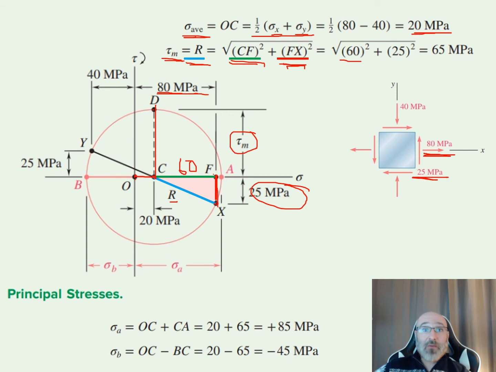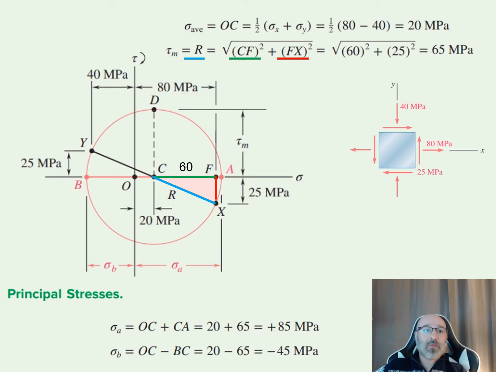And then we say, okay, well, our FX right here is 25, so 60 squared plus 25 squared, square root, will give us our tau max right here of 65 megapascals. So now that we've calculated that our radius is 65, that means that our total diameter of the circle is going to be double that, so 130 megapascals for our total circle. So our sigma B, which is our minimum, and our sigma A, which is our maximum, is going to be a total, when we add those together, of 130 megapascals.